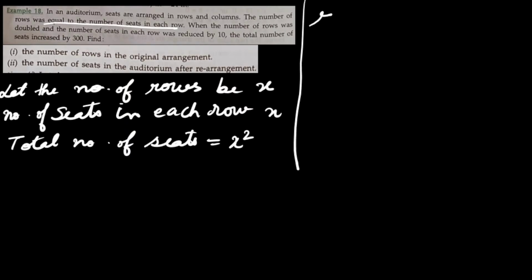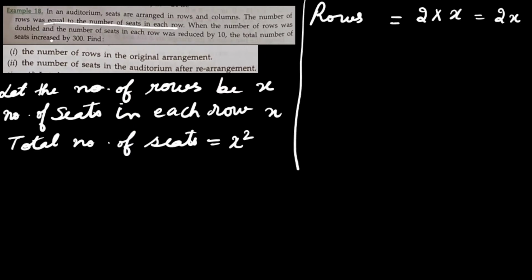Now how many rows are there in the second case? First of all, we had the number of rows x. Now if the rows are doubled, how many rows do we have? Doubled means multiplying something with 2, so twice. So 2 into x, which means 2x. So the number of rows is 2x.